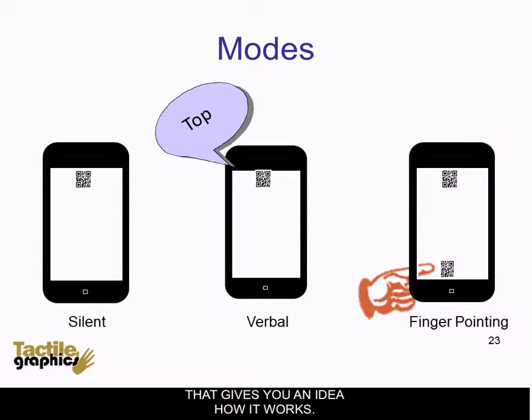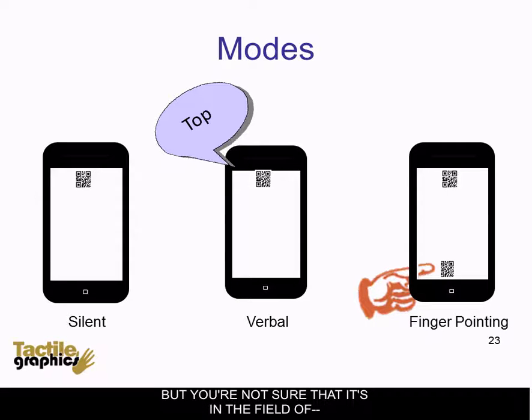So I'm moving to slide 23, and here we're going to talk about the study that we did, testing these three different modes. On the left is the silent mode, so you get no feedback at all, and you just kind of hope that you get a picture of a barcode. Of course, you can feel the barcodes or where they are, so you can have some idea where to point, but you're not sure that it's in the field.